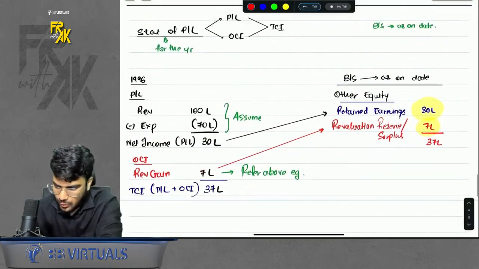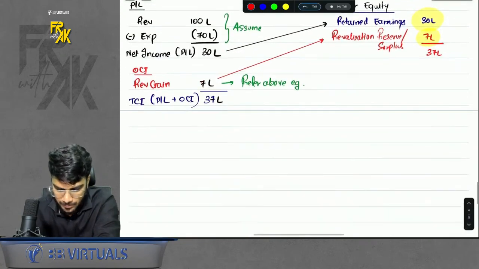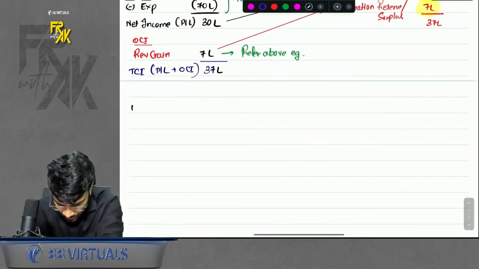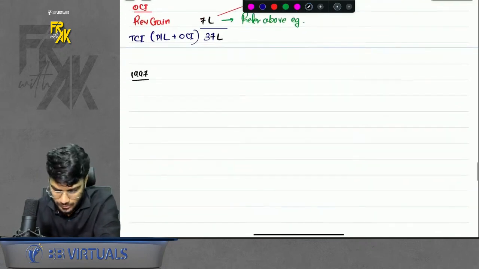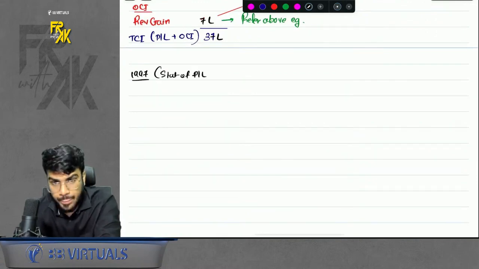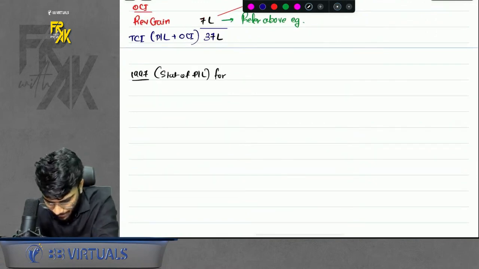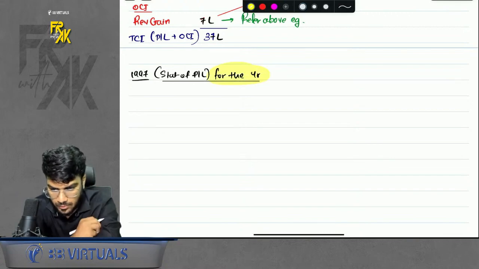Now, I also want to make you understand about this aspect, the as on date aspect. We will come towards the next year, 1997. Let's say again we are discussing the statement of profit and loss for the year.